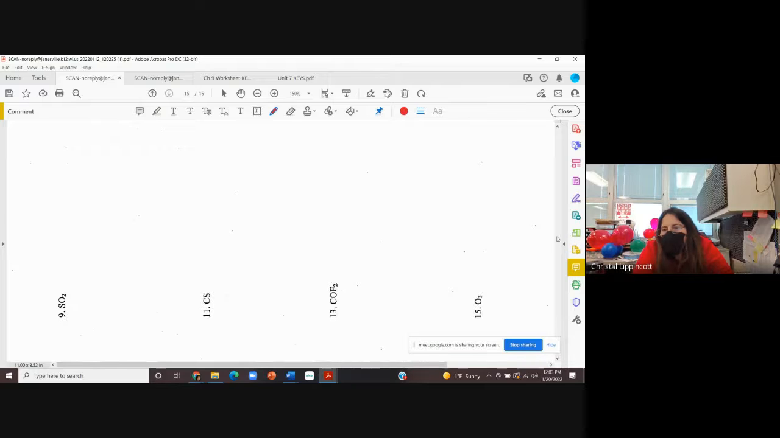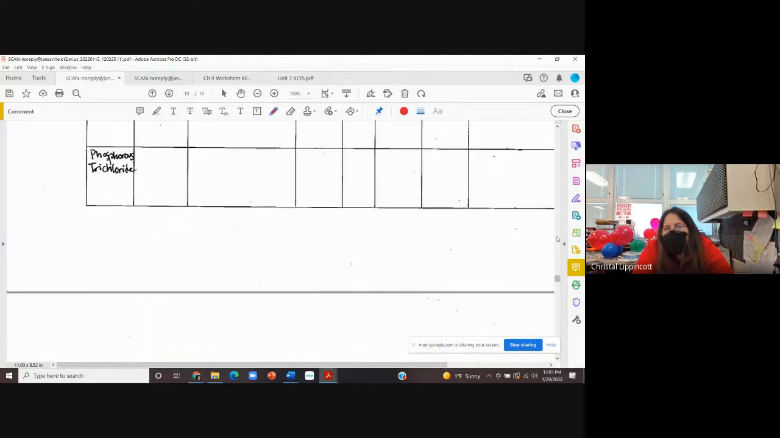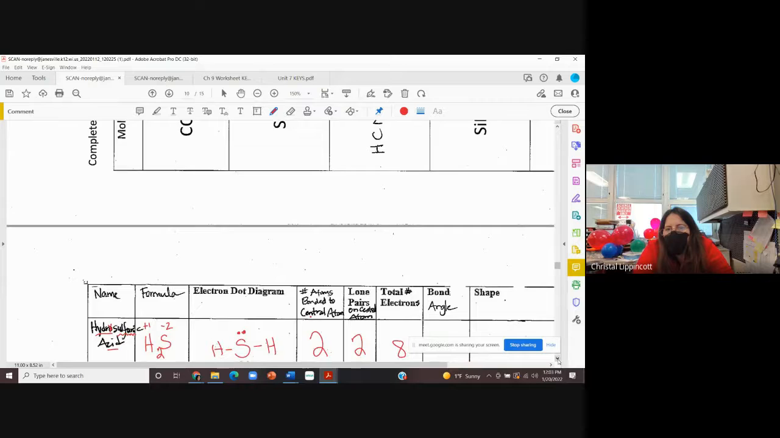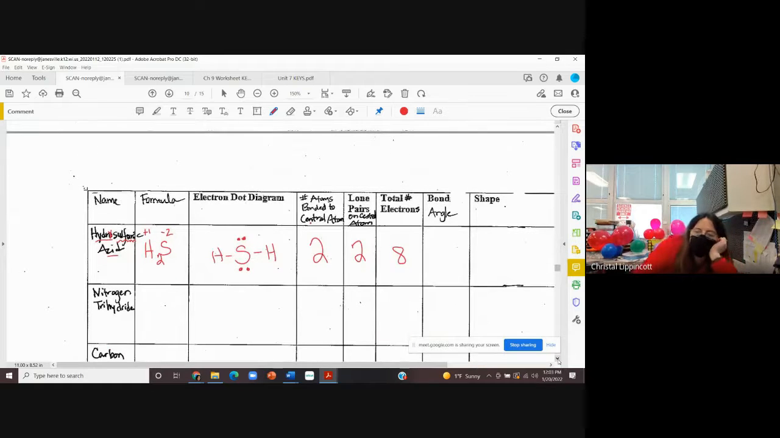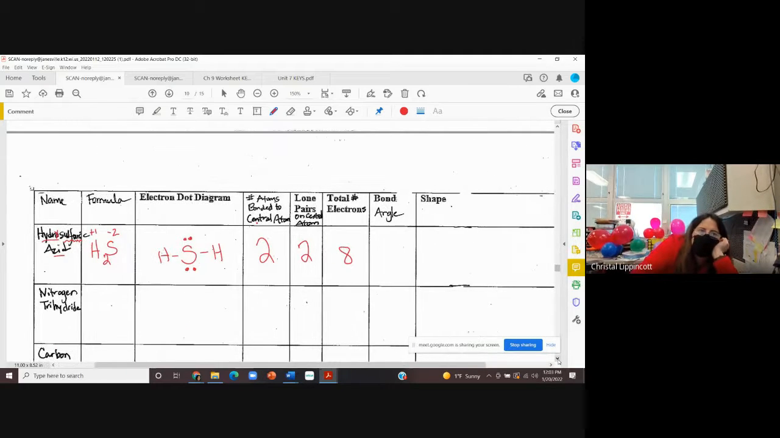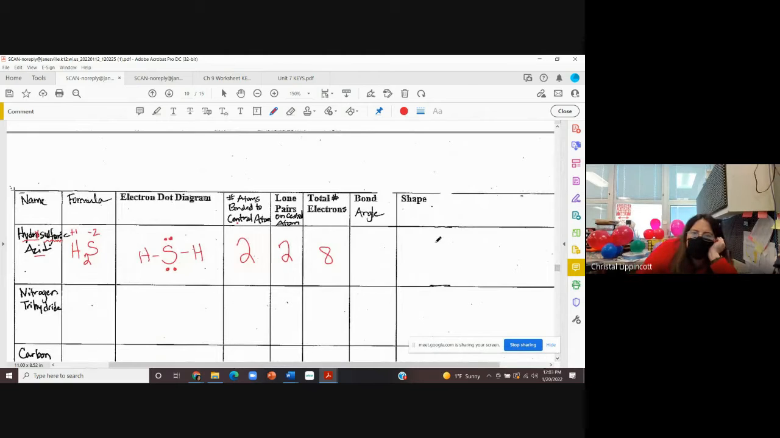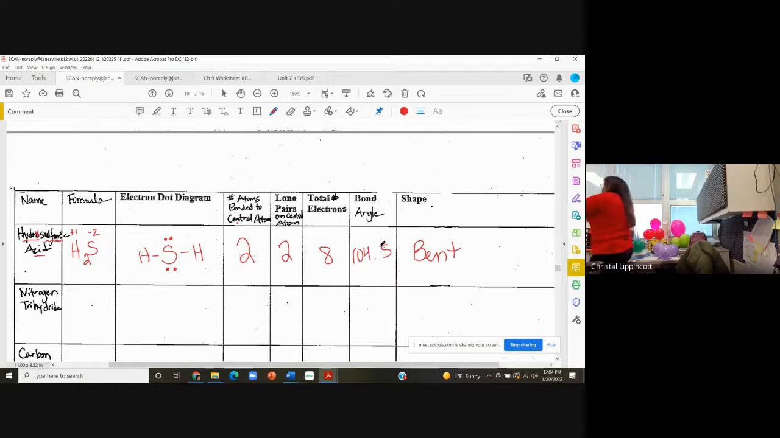Yep, it's bent. Good. There we go. I'm getting it back now. There we go. So it's going to be bent, and its bond angle is going to be 104.5. So if we were to look at that, this is what that looks like, okay?